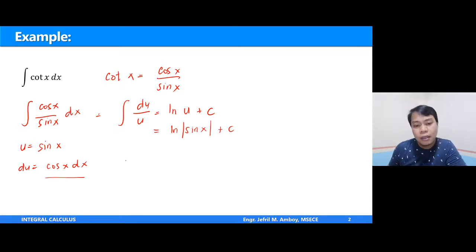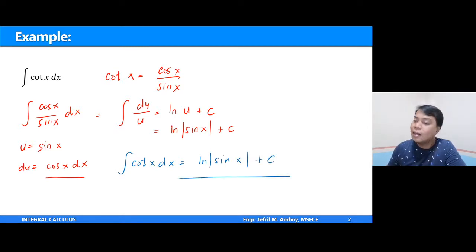Okay? We write that the integral of cotangent of x dx is now equal to ln of the absolute value of sine x plus c. Idagdag na po natin yan sa mga formulas na kinakailangan mong masaulo para next time, hindi ka na magsa-substitution method. Okay? So, how about another one?